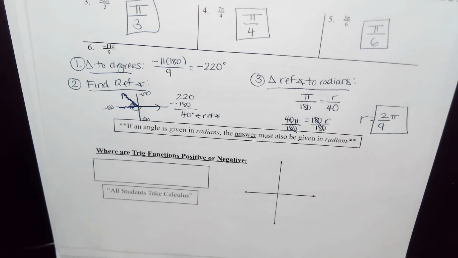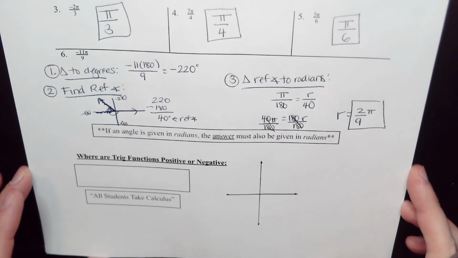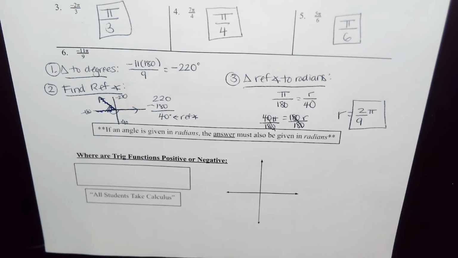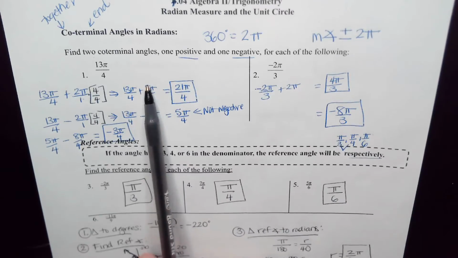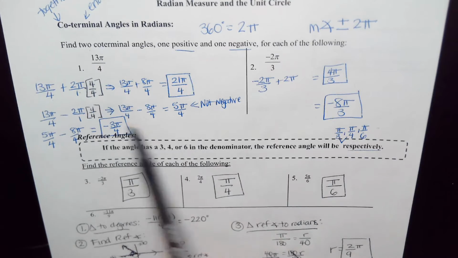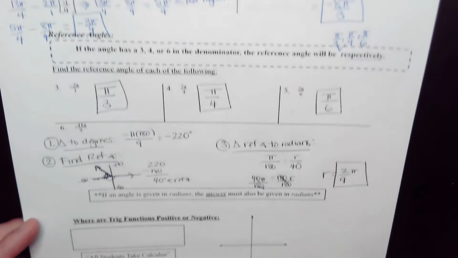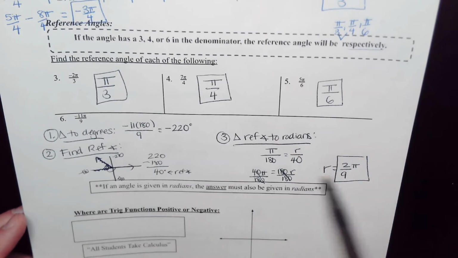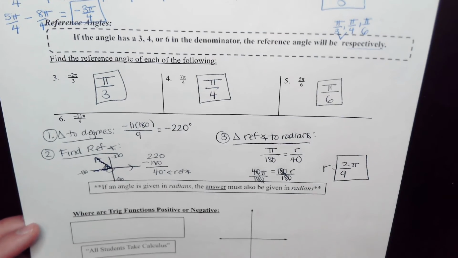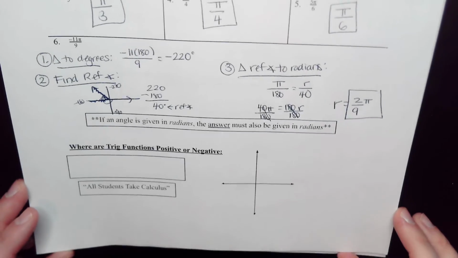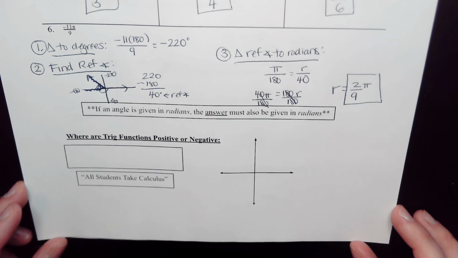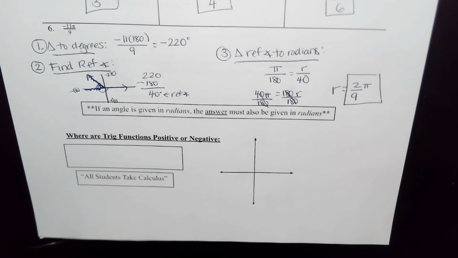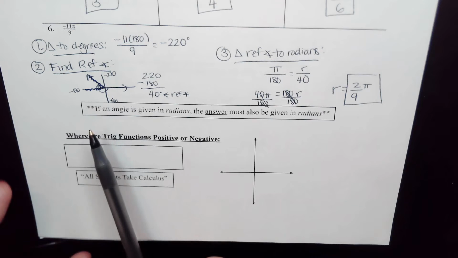Okay, so we've talked about our unit circle, finding the cosine and sine off of your unit circle. We talked about coterminal angles in radians as opposed to degrees that we talked about before. Talked about reference angles in radians, which we've already talked about in degrees. And now we're going to talk about where these trig functions are positive or negative. So a lot of different things that we're covering in today's lesson.